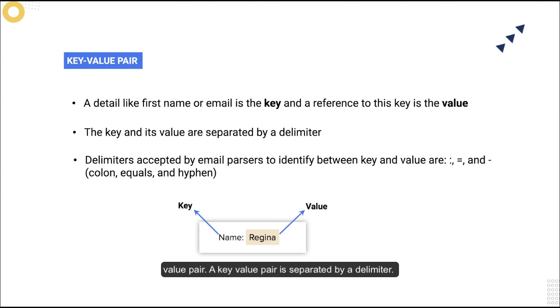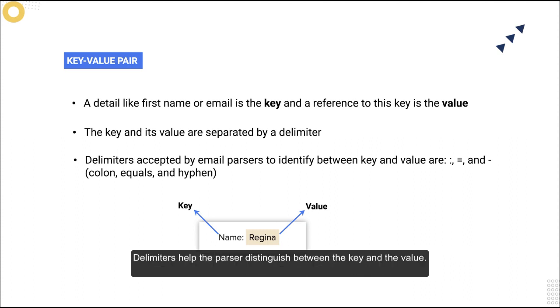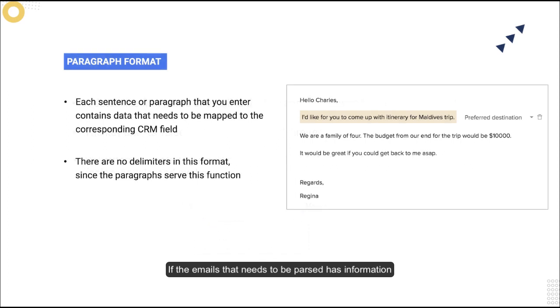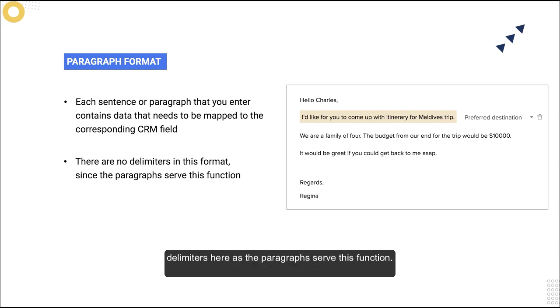A key value pair is separated by a delimiter. Delimiters help the parser distinguish between the key and the value. Zoho CRM supports colon, equals, and hyphen as delimiters. Paragraph format. If the email that needs to be parsed has information in paragraphs, you use the paragraph format. A whole paragraph can be mapped to a field in CRM. There's no need for delimiters here, as the paragraphs serve this function.